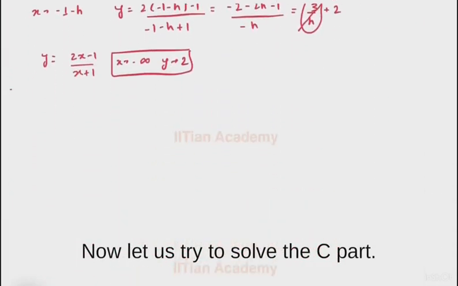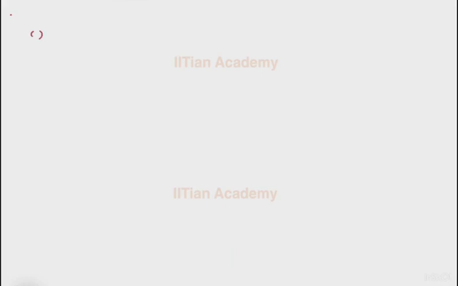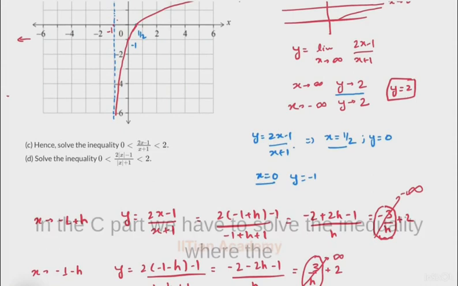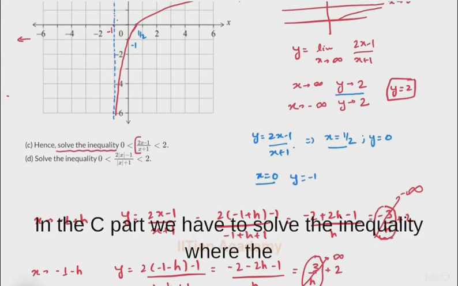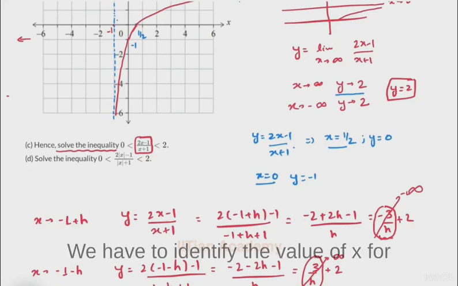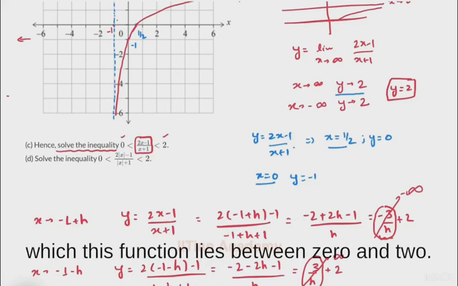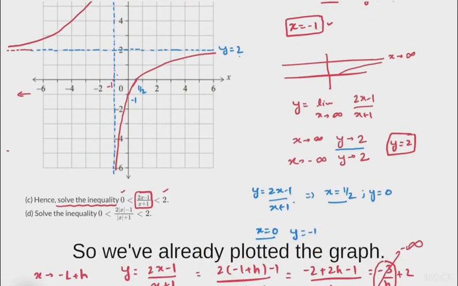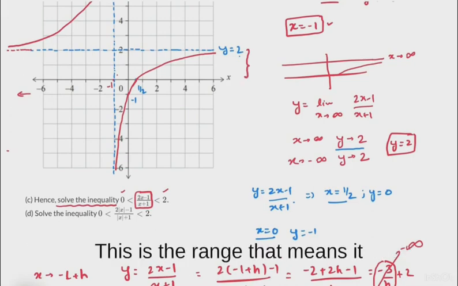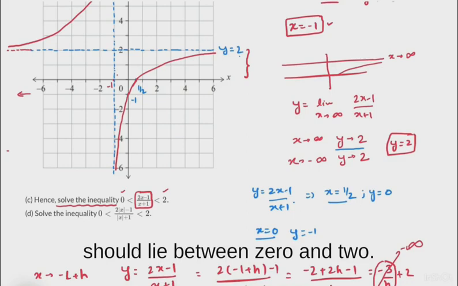Now let us move on to the C part. In the C part, we have to solve the inequality, where the given function is (2x minus 1) divided by (x plus 1). We have to identify the values of x for which this function lies between 0 and 2. So we have already plotted the graph. We can see when it lies between 0 to 2, this is the range. That means it should lie between 0 and 2.